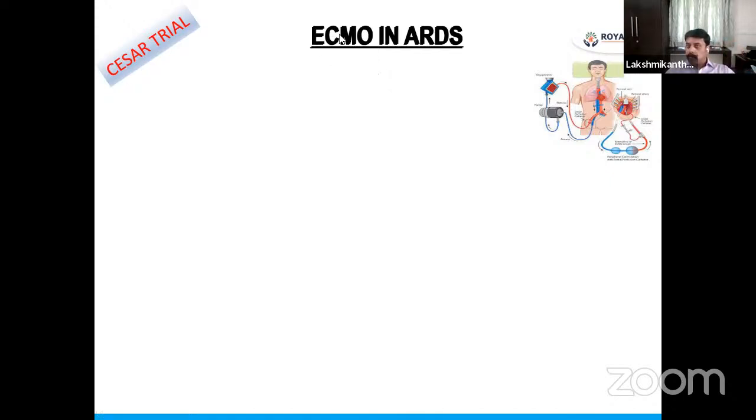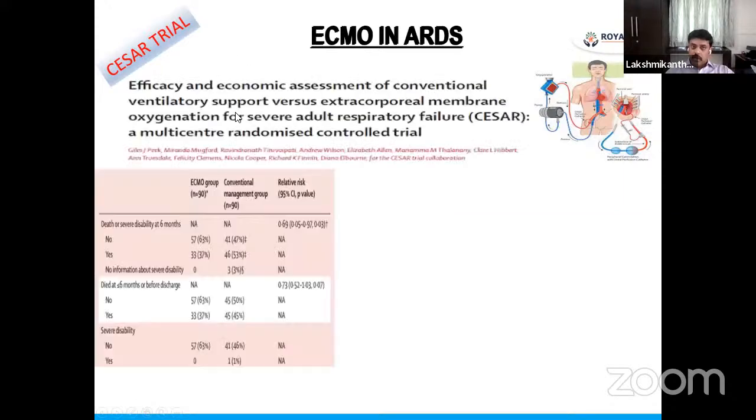It is extracorporeal support used to oxygenate the blood. Definitely, it needs a center which is well equipped with the machine, as well as people who are trained in ECMO management. What is the evidence that we have? The initial trial was called the CESAR trial. This showed a definite improvement in mortality in patients in whom ECMO was used. The P-value was less than 0.01, showing an improvement in mortality.